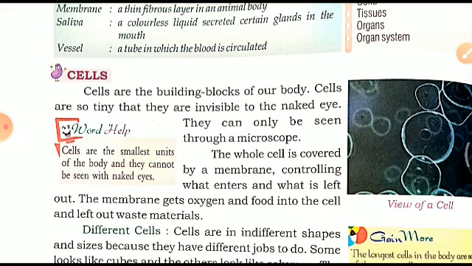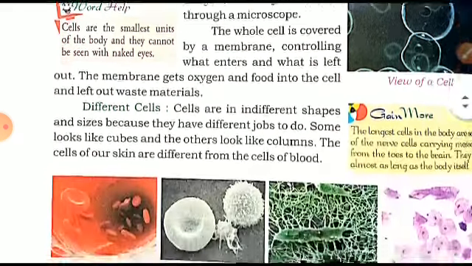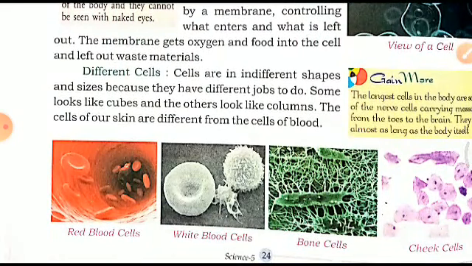Now, the next topic is different cells. Cells come in different shapes and sizes because they have different jobs to do. Some look like cubes and others look like columns. The cells of our skin are different from the cells of blood. See the first picture here. This is the red blood cell, and you can see that it looks like a biconcave disc, like some sweetmeats you must have eaten. It's a biconcave disc, the RBC.